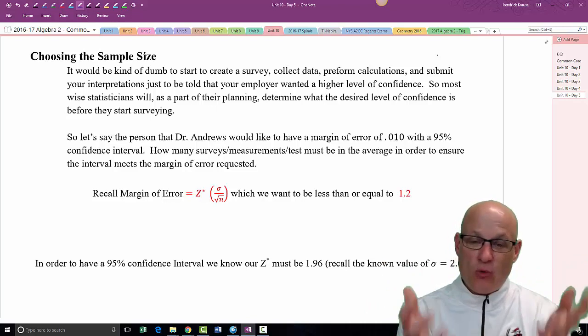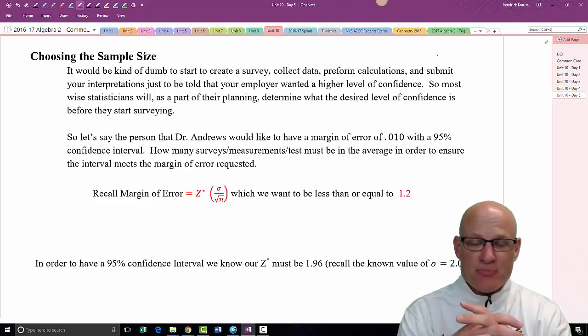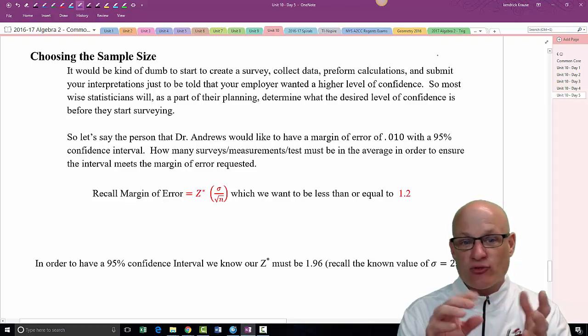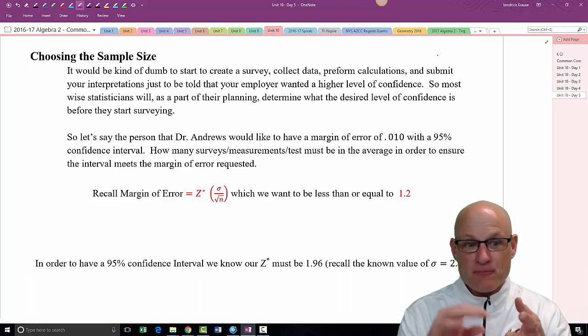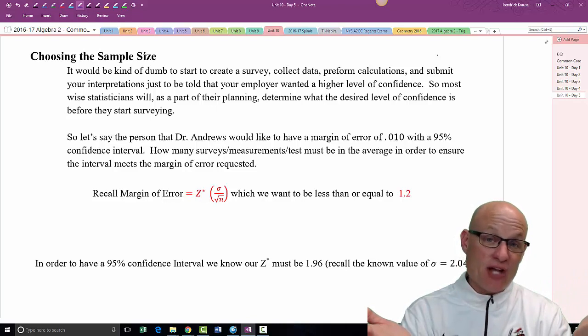So the only way I can increase or decrease or determine the confidence level, the only thing I can adjust, is my value of n. So most wise statisticians will start with their planning. They'll determine the desired level of confidence that they want, and then they start surveying. Because if I know that I need a 98% confidence interval, then I know that I need an n value large enough to give me a 98% confidence interval.